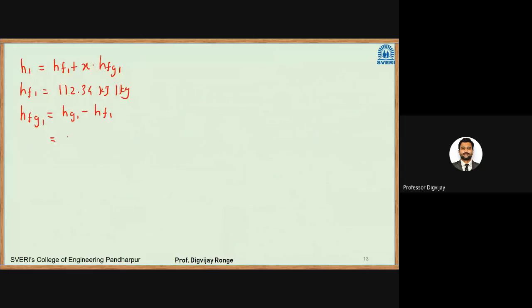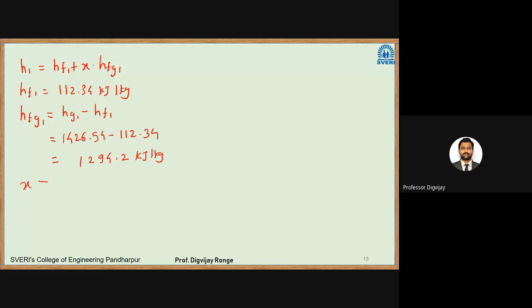So it is 1426.54 minus 112.34. So can you calculate this? I think it will be straight away... no, I think this will be the answer. Cross check, because I have just calculated while looking at the screen. So this will be hfg.